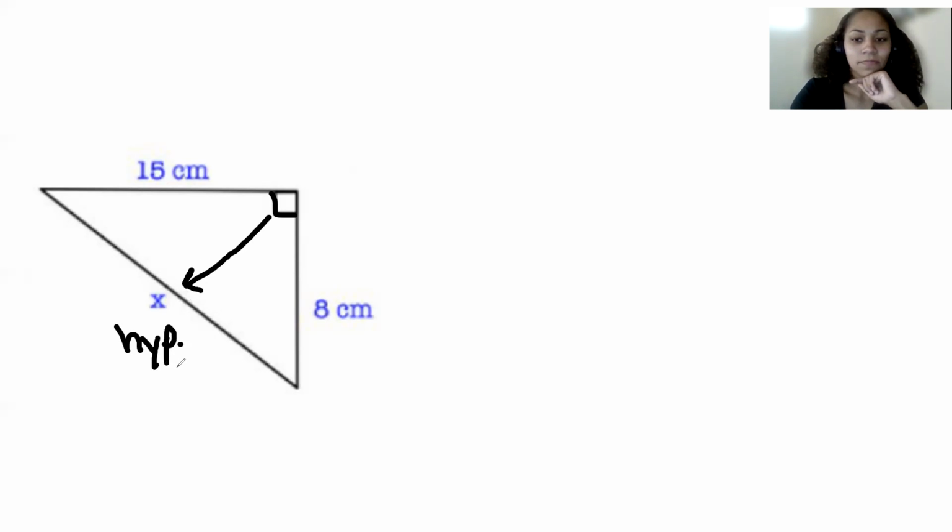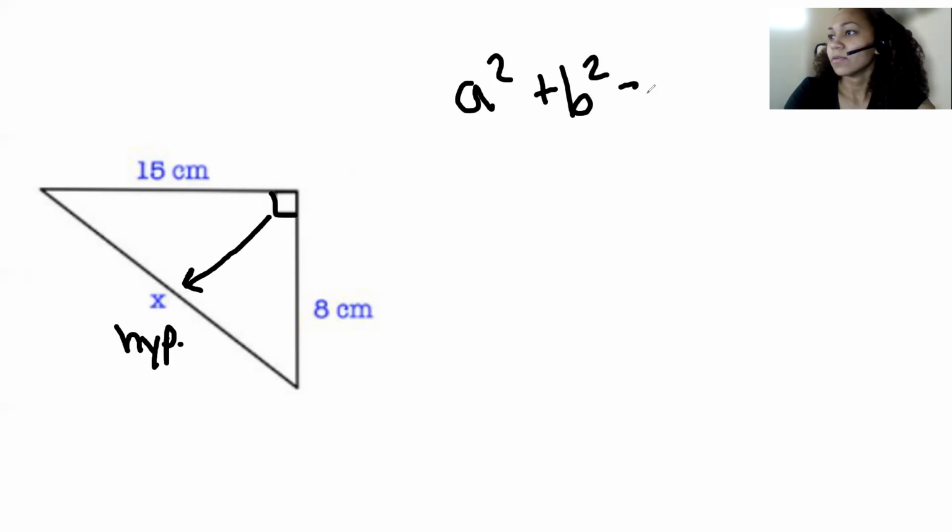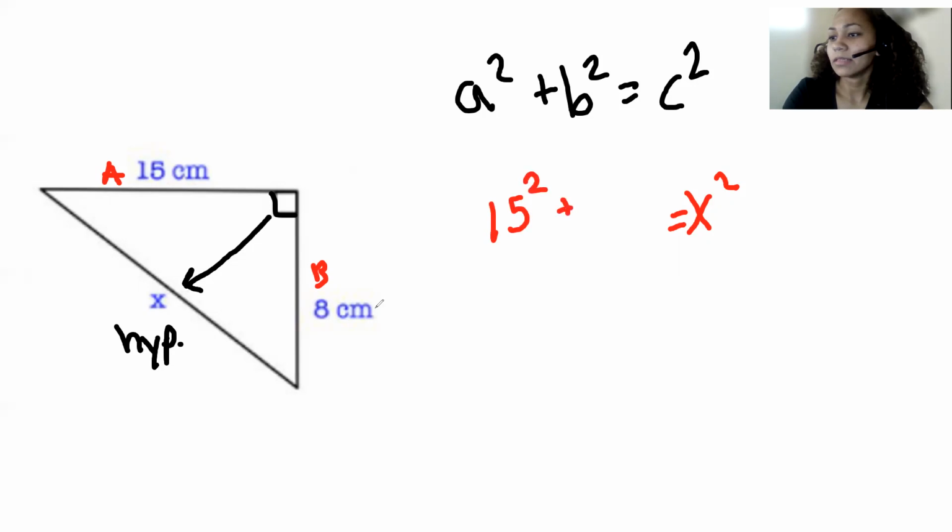That is our hypotenuse. Now, to use the Pythagorean theorem, we have to say a squared plus b squared equals c squared. We already know that c is really x. So instead of c, I'm going to put x squared equals. Now, a squared and b squared, remember, Pythagoras did not care who a was and who b was. He just wanted them to show up. So I'm going to make this a and this b. I'm going to do 15 for a, bring down the exponent, squared, plus 8 for b, bring down the exponent, squared. And then you do the math.